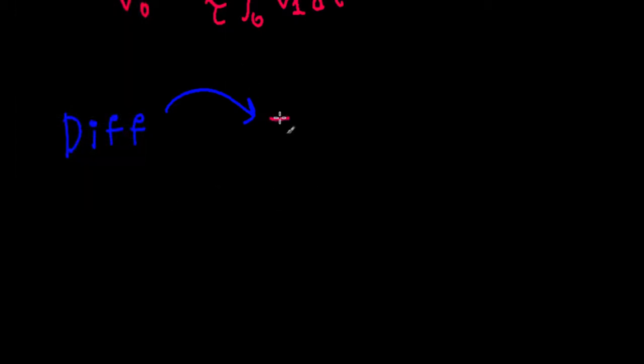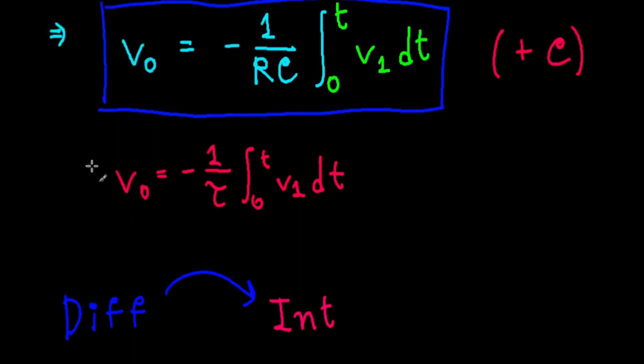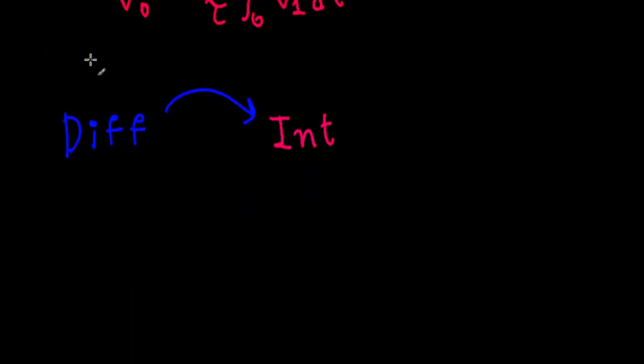Let me actually draw this. Suppose you have some original signal. When you pass it to a differentiator, and then pass it to an integrator, whatever output you get, you're actually just going to get your original signal back. And also likewise, the same thing.